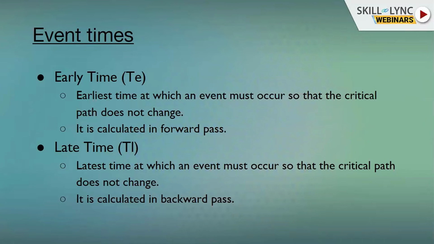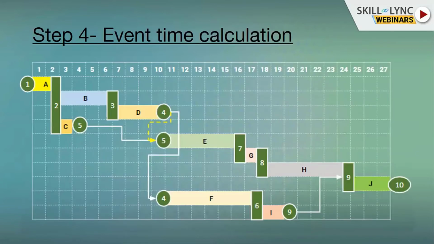Second type of time is late time. It is the latest time at which an event must occur so that the critical path does not change. Means it is basically giving you a play in a certain event that it can be delayed, but the critical path will not change. This I'll also show you in the following slides. It is calculated in backward pass. We calculate the time, we move from last event to the first event, subtracting the duration of the activities.